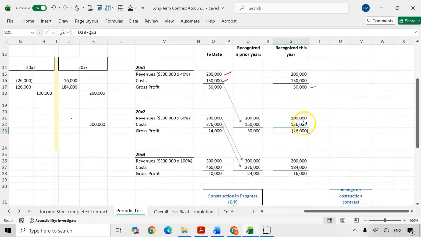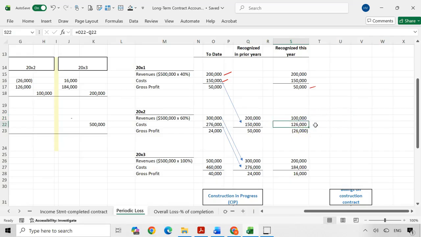And the way we do that is we're going to actually show a loss for the current year. We're going to record our revenues for $100,000, which is the $300,000 of revenue that we're supposed to have recognized to date, less the prior years where we've recognized $200,000. So in the current year, in 20X2, we will recognize $100,000 of revenues.